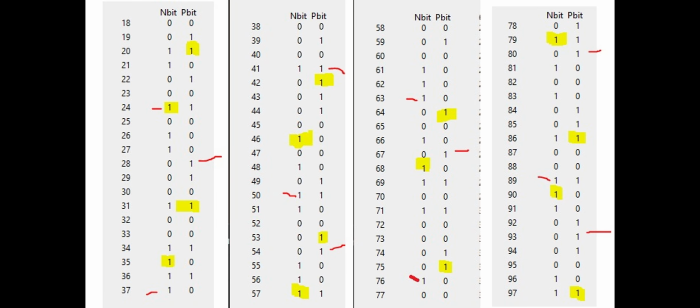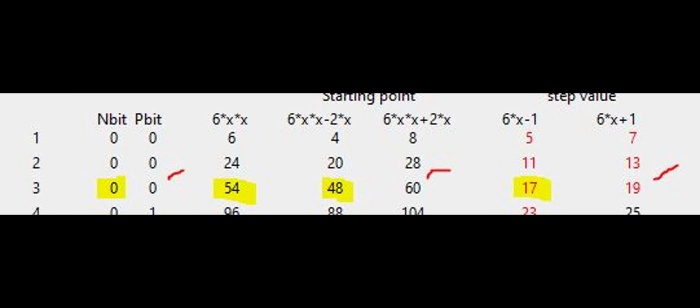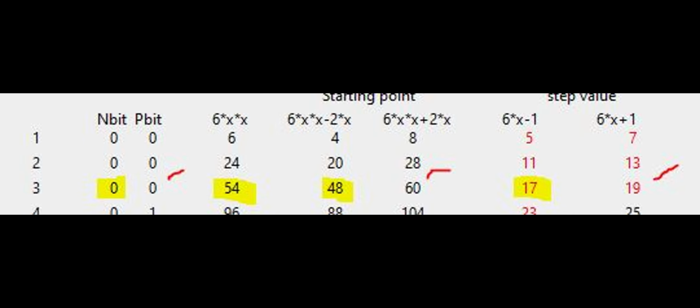If you notice, the other bits that are set to 1, those are the ones that were set previously by the 5 and 7 steps. Moving on to level 3, we see that the start point for the N array is 54, or step 17 is 48. We can see how the steps of 17, which are highlighted in yellow, continue on up, and the steps of 19, which are the red lines, are steps of every 19.